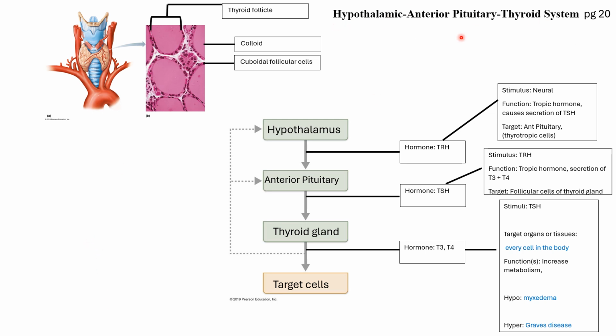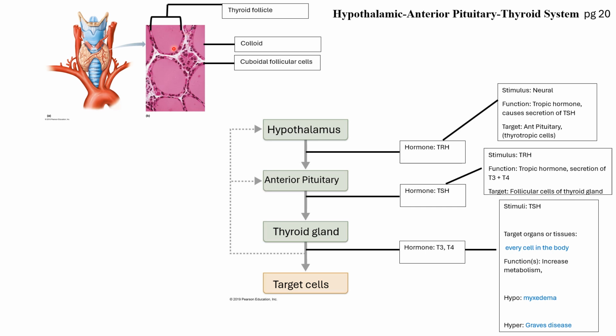Again, now we have moved to the anterior pituitary, the hypothalamic anterior pituitary thyroid system. So this is the thyroid gland, this is trachea, this is larynx, this is thyroid gland, this is anterior. Okay, this is arch of aorta, because in the lab practical you will also be asked about the vessels. All right, so let's go over here.